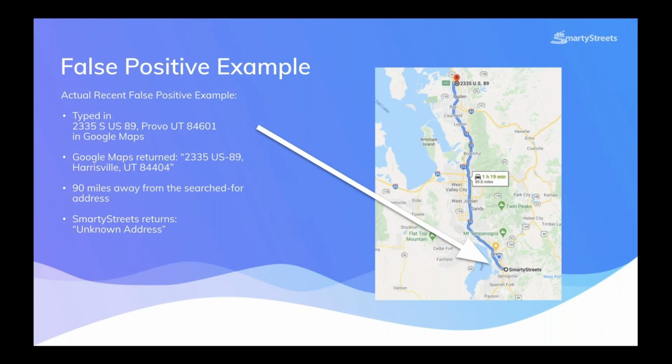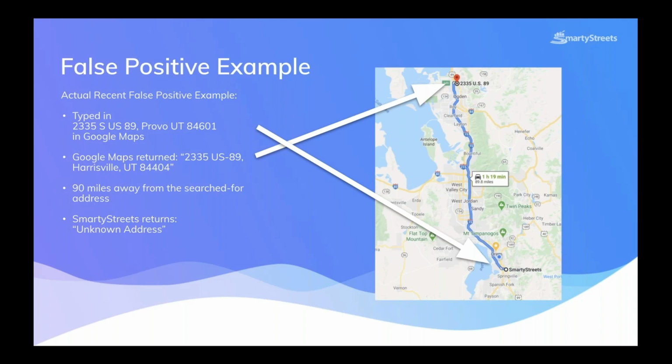And Google Maps returned clearly a false positive, 2335 US 89 in Harrisville, Utah, which is 90 miles away from where I was trying to get a match. I would much prefer to say we don't know where that is. We can't verify it. SmartyStreets returns unknown address for that same address. Google didn't tell me they didn't know it. They put it 90 miles away.